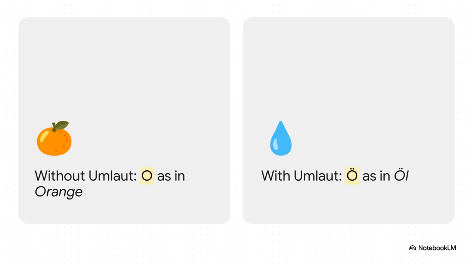Next up, Ö. By itself, it's just O, as in orange. But with the umlaut, it becomes Ö. Now, this one is a little tricky. Here's a tip. Make your mouth into an O shape, but then try to say the sound E. It's that sound you hear in the word Ö. Give it a shot. Öl.